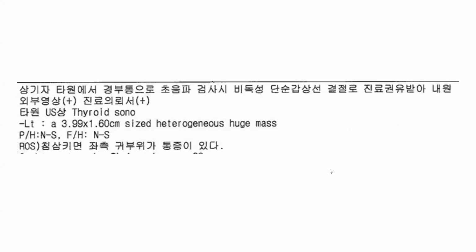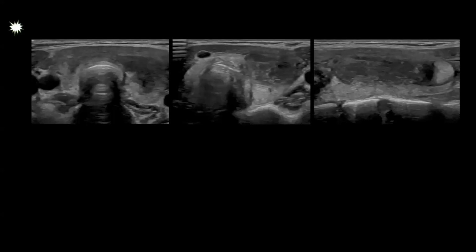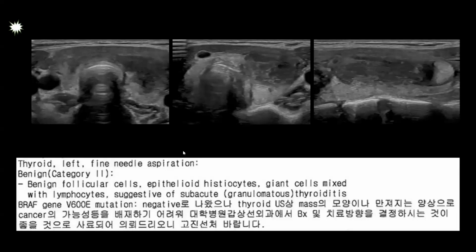The patient initially presented to an outside clinic with neck pain, and ultrasound revealed a large hypoechoic lesion in the thyroid, initially suspected to be a tumor. Fine needle aspiration of the left thyroid lesion confirmed the diagnosis of subacute thyroiditis. However, due to concern for possible malignancy, the patient was referred to our hospital for further evaluation.